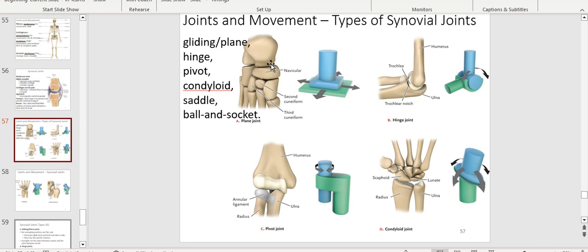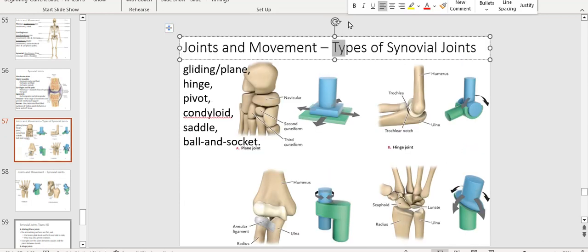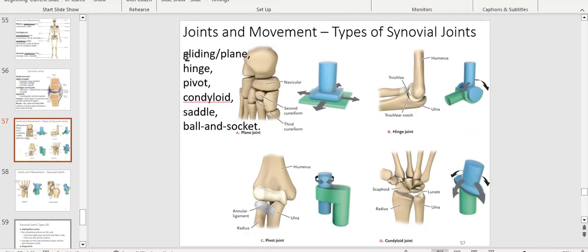Now the types of joint movements in synovial joints. There is the gliding or plane joint, and you'll see how this one slides along. This is your plane joint, and you'll see how it moves along, slides along. Here's your hinge joint, this one of the elbow. It opens and closes, up and down, that's its only movement.